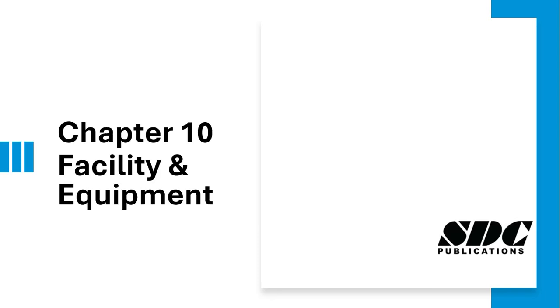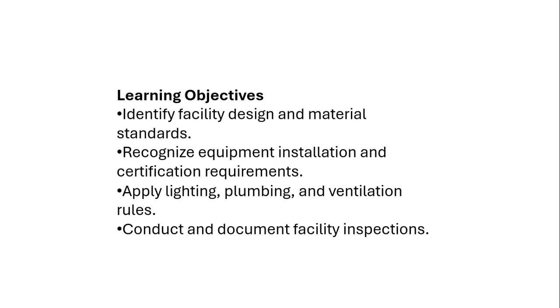Chapter 10, Facility and Equipment. Our learning objectives: to identify the facility design and material standards, recognize the equipment installation and certification requirements, apply the lighting, plumbing, and ventilation rules that we're going to learn about, and conduct and document facility inspections too.